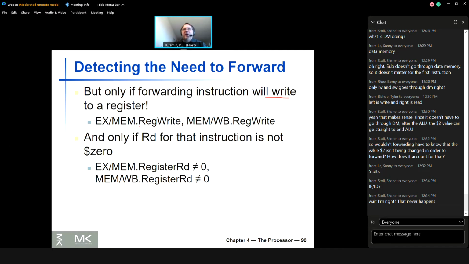Well, that's why we spent so much time on control signals. We have RegWrite, which we carry along with all other control signals, first into the EX/MEM pipeline register, and then into the MEM/WB pipeline register. So we only need to forward if RegWrite is 1, and only if RD, the destination register for that instruction, is not 0.